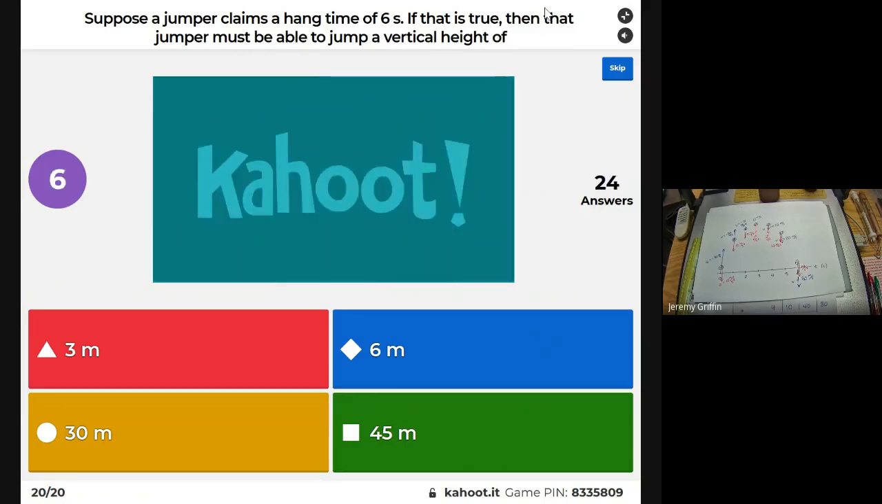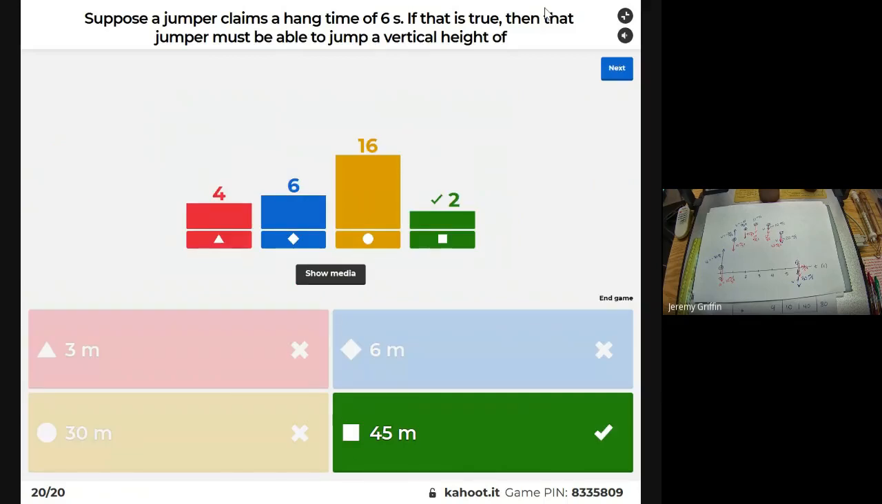It's a claim, it's not something you can. Yes! Yes! Alright, I gotta know. Who got that right? Who got that right? Alright, Ryan and Olivia. Good job. Good call. Right. 45 meters.